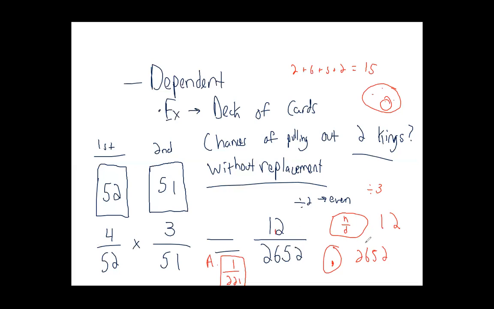If I asked you for a percent, what would you hit? You'd hit the toggle key. Looks like this, it's right above enter. And that would give you the decimal, 0.00452. Percent, we move 2 to the right, so it would be 0.45% chance. Not a very good chance, so don't bet your money on pulling out a pair of kings, 2 in a row.